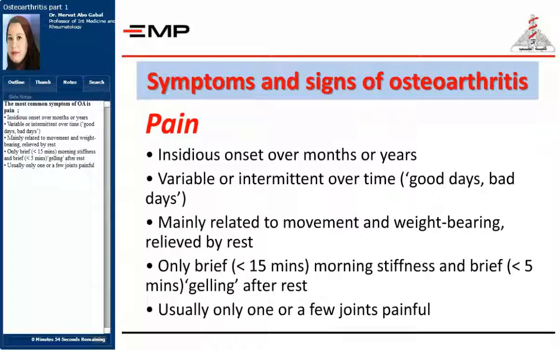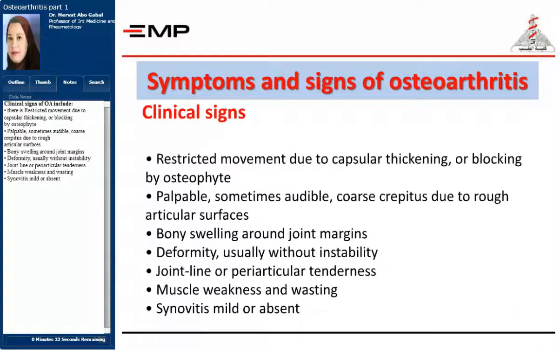The most common symptom of osteoarthritis is pain, which is characterized by being insidious in onset over months or years, variable or intermittent, mainly related to movement and relieved by rest, with only brief morning stiffness and brief gelling. Usually, only one or few joints are painful.